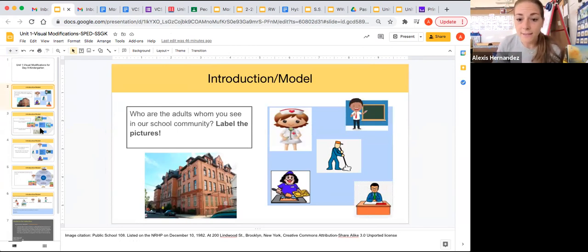They might see someone that looks like this, someone doing this. They might see someone sitting at a desk here. And what I've asked them to do is rather than just identify those adults, I'm giving them the picture support and asking them to label the pictures. Oh, this is the school nurse. Oh, this is a teacher. So this is asking the same objective of them, but giving them some visual aid.